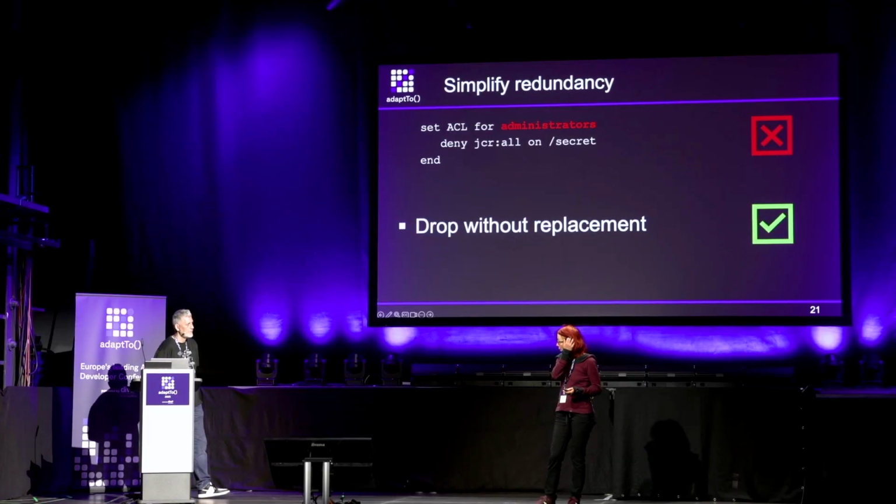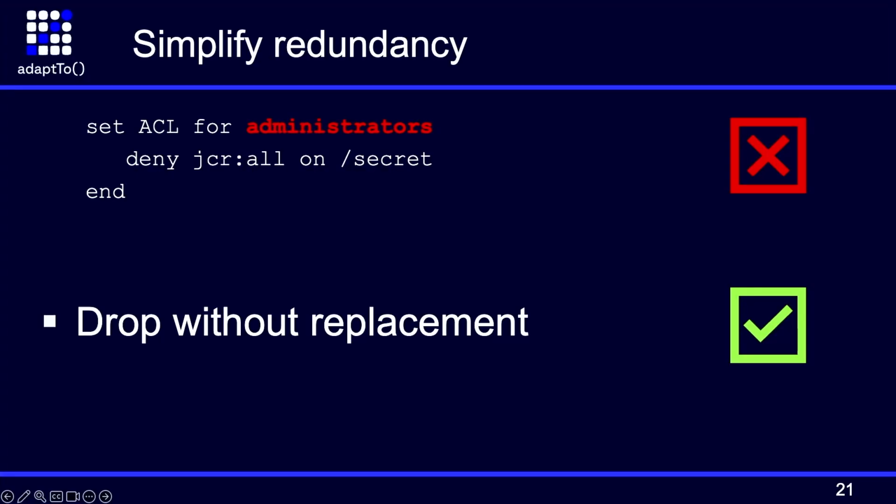So, and there's another one, simplify redundancy, set ACL for administrators. We actually see this a lot. What does that mean? You want to deny jcr:all on secret for the administrators group. Looks okay, yeah? Administrators shouldn't have access there. The problem is, I just call it administrators because this is default. All principals that are listed in the administrative access configuration have full access everywhere. Permission evaluation is simply omitted.